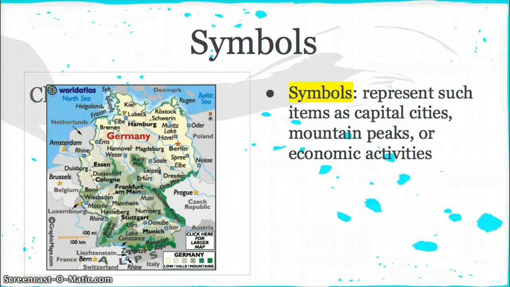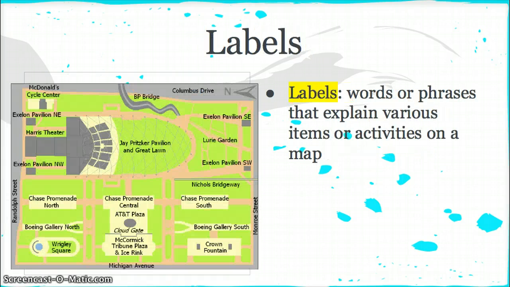Symbols represent such items as capitals, cities, mountain peaks, or economic activities. This is the country of Germany, and one symbol that they use to show the capital is the star. And we know that Berlin is the capital of Germany because of the star. Labels. Words or phrases that express various items or activities on a map. This is a garden of some sort, and it shows you different areas of the garden that you can go to.